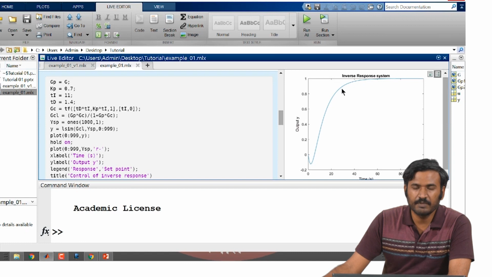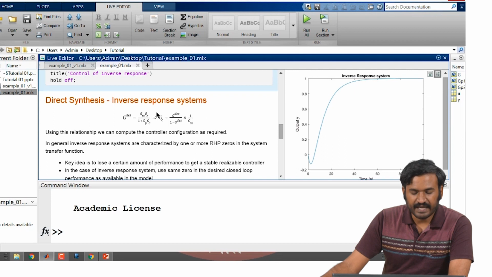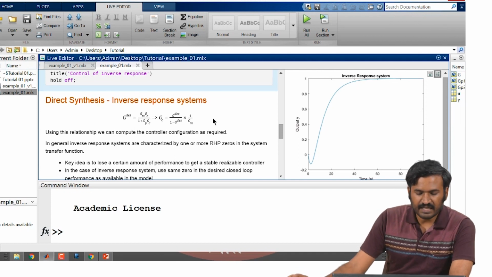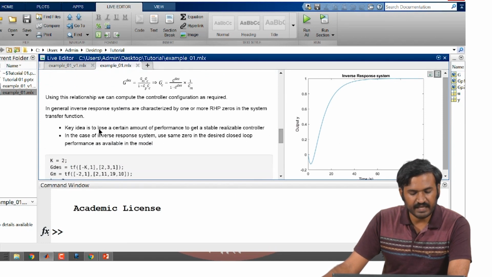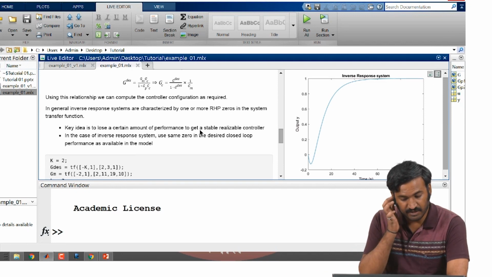If we were to implement PID control directly, we may find some sort of performance loss. With direct synthesis, we can specify which type of response we want in closed loop. Because of that, we'll get better controller configurations. So, the key idea is to lose a certain amount of performance in order to get a stable, realizable controller.